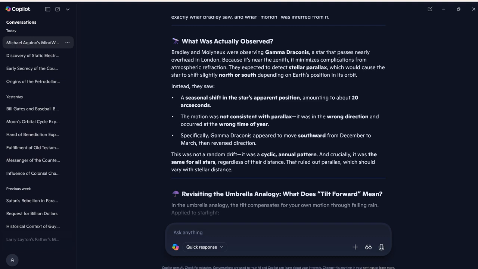Instead they saw a seasonal shift in the star's apparent position. The motion was not consistent with parallax. It was in the wrong direction and occurred at the wrong time of year, so it's completely ass backwards. Specifically, Gamma Draconis appeared to move southward from December to March and then reverse direction. This was not a random drift, it was a cyclic annual pattern, and crucially it was the same for all stars, regardless of their distance. That ruled out parallax, which should vary with stellar distance.